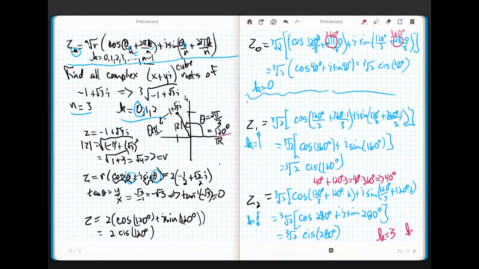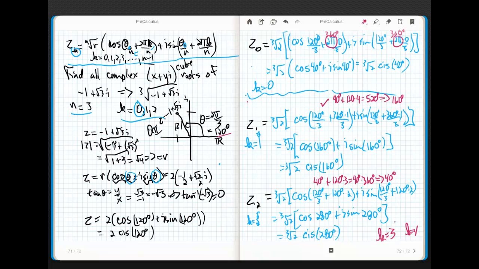What happens if k equals 4? Well, we end up at this place, because if I take 40 degrees plus 120 times 4, I end up with 480 plus 40, which is 520. This is 520 degrees, which is coterminal with 160 degrees. 160 plus 360 is 520. So it becomes unnecessary.